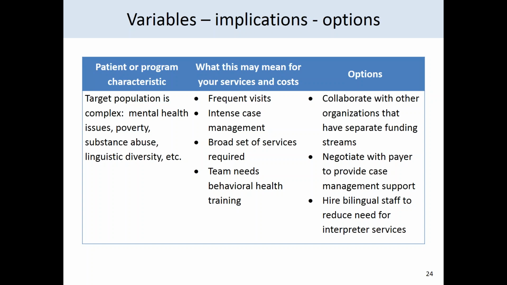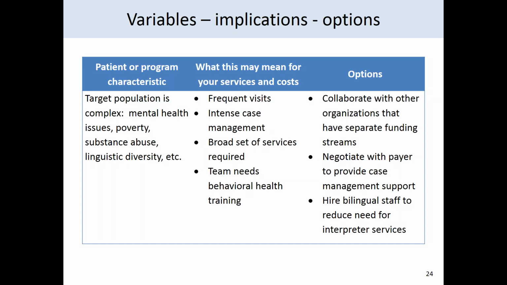So for example, the target population is complex. There are mental health issues, poverty issues, a large proportion of individuals with substance abuse issues, linguistic diversity, etc. So what might that mean for your organization? Here I'm particularly wanting to call this out to organizations that may have a lot of experience delivering palliative care to, say, a Medicare population, but less familiarity with delivering services to a Medi-Cal population. It's going to wind up feeling very different.